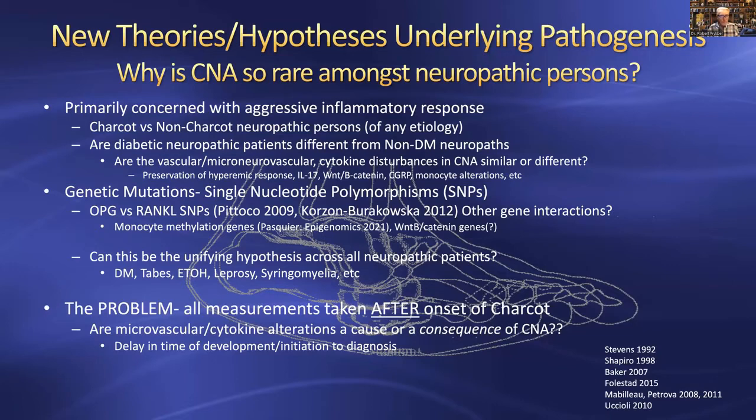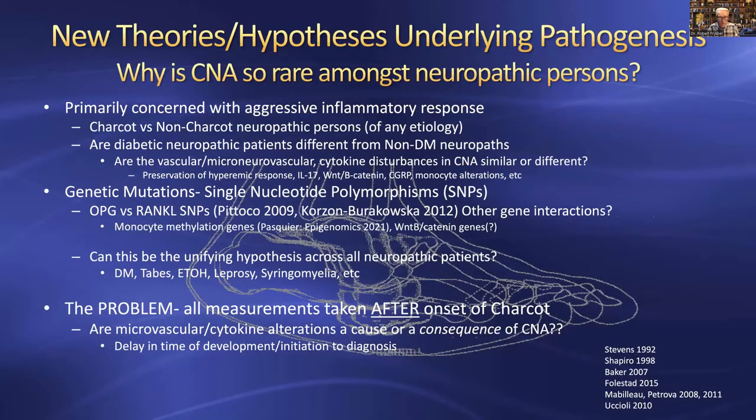So we have to determine that yes, we can have Charcot in any type of neuropathic person of any etiology, but are these diabetic neuropathic patients different from the non-diabetic neuropaths? Are the vascular, microneurovascular, and cytokine disturbances in Charcot neuroarthropathy similar or different? We've seen from old studies, there's been a preservation of hyperemic response. There's variations of interleukin-17. We have the Wnt beta-catenin axis that's also altered, alterations of calcitonin gene-related peptide. There's monocyte alterations, et cetera.